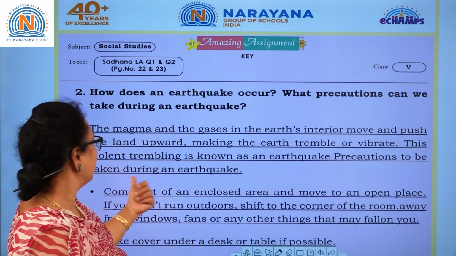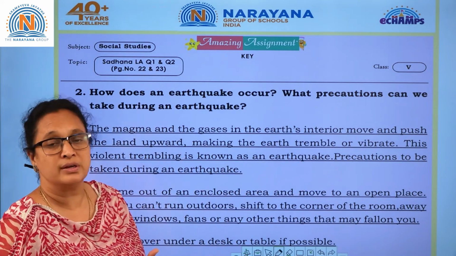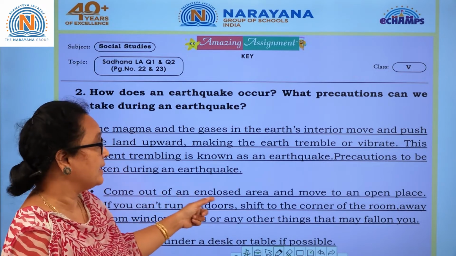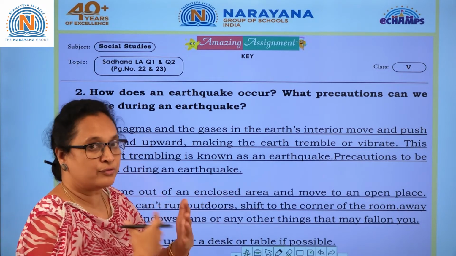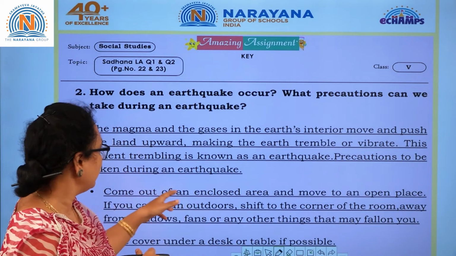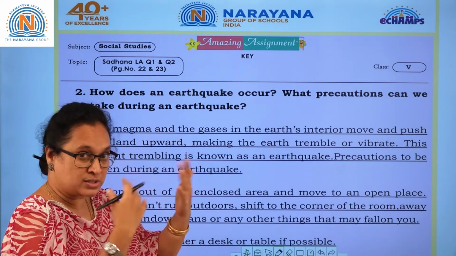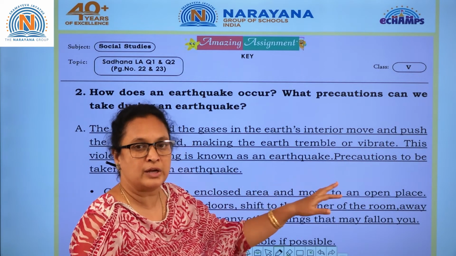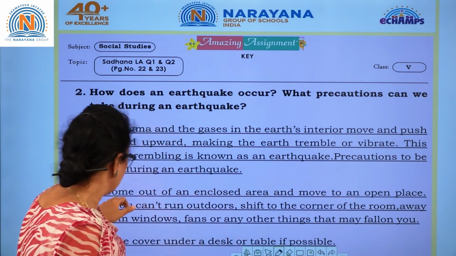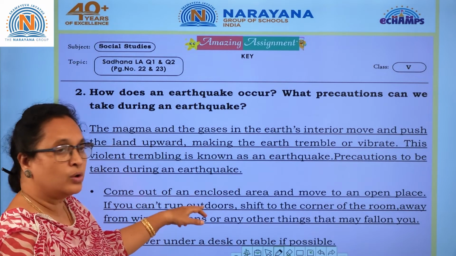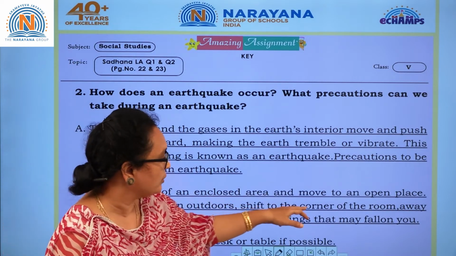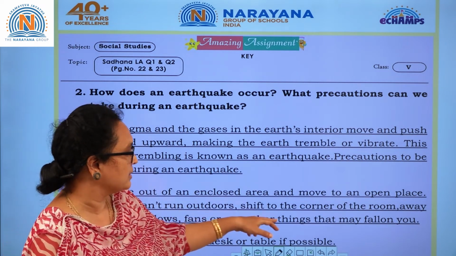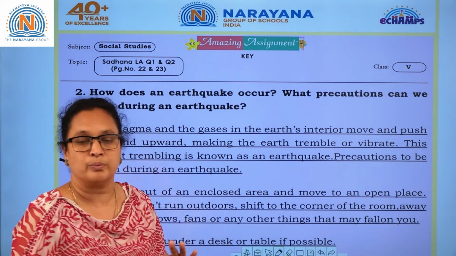Precautions to be taken during the earthquake. The first one, come out of an enclosed area. You have to come out from your houses to an open area, and you have to move to an open place. If you cannot go outdoors, sit in the corner of the room, away from windows, fans or any other things that may fall on you.